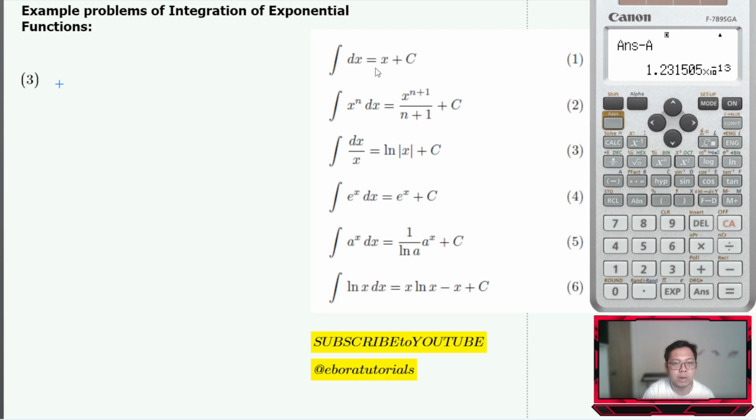So, continue tayo with problem number 3. Ayan. So, for problem number 3, we have e^(sin 4x) cos 4x dx. I think obvious to, no? We'll be using substitution for this one.